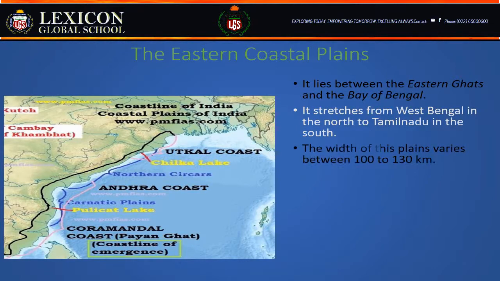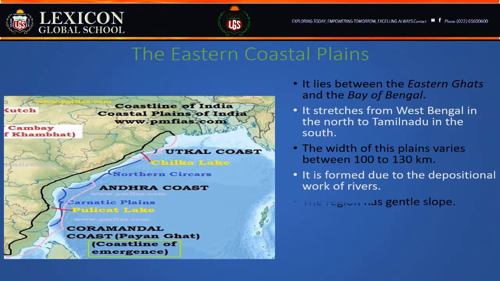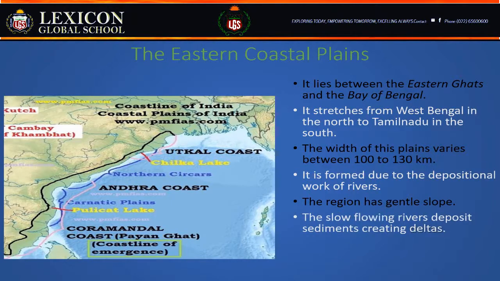The width of this plain varies between 100 to 130 kilometers. That means it is broader than the western coast. It is formed due to the depositional work of rivers. This region has gentle slope. So what will happen to the rivers? As the region has gentle slope, the rivers here will deposit the sediments and create deltas. This region does not have many tourist attractions.